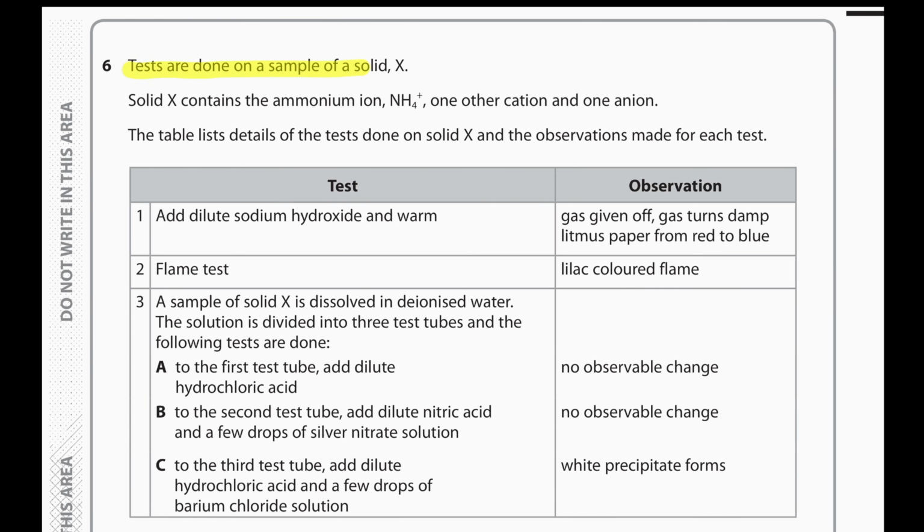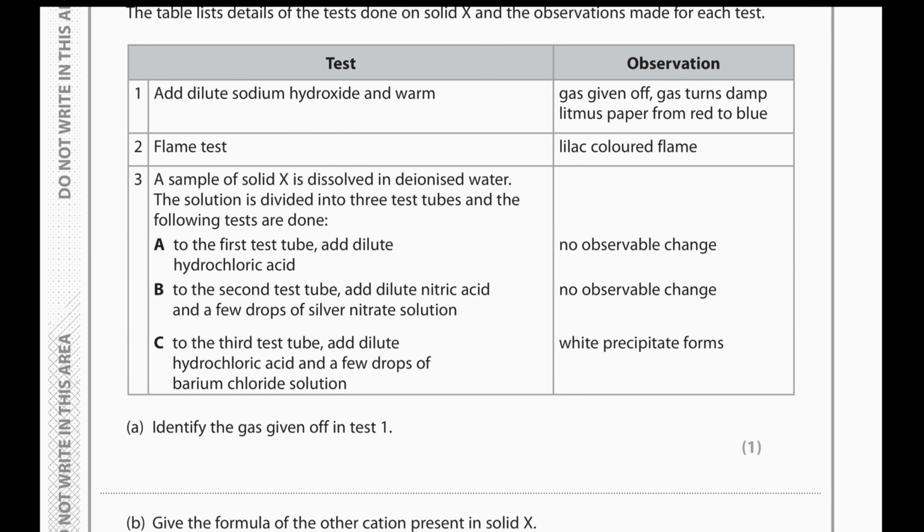Tests are done on a sample of solid X. Solid X contains ammonium ions and one other cation and anion. The table lists the tests that are done on the solid X. First of all, we added dilute sodium hydroxide and we warmed. Gas given off, gas turned damp litmus paper red to blue. So this gas that is given off must be ammonia. Then we did a flame test on it and we got a lilac flame. Lilac flame is an indication for potassium ions. So there must be potassium ions present as well.